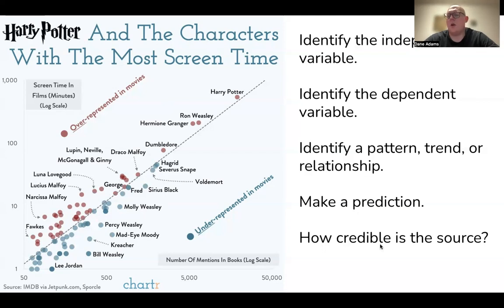Last part here says how credible is the source. I put this here just because it's good practice to think, if you're ever presented with data that you yourself didn't collect, did this come from a reputable place? Is this valid data, or is this kind of sketchy? Do I think somebody may have made this up? When I look down here, it says the source is IMDb. If you don't know what that stands for, it stands for International Movie Database, which is a pretty good source of data for stuff like this. So I would say this is pretty relevant.